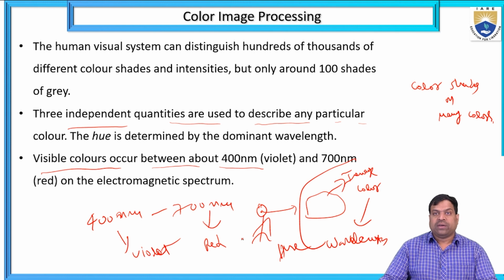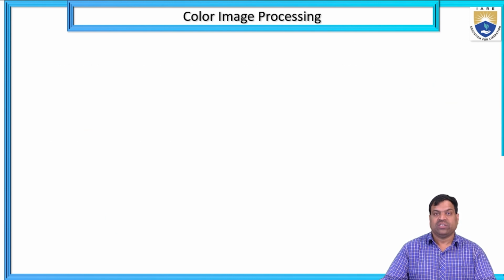So three independent quantities are used to describe any particular color. The hue is determined by the dominant wavelength, and visible colors occur between about 400 nanometer, violet, and 700 nanometer, red, on the electromagnetic spectrum. Okay, that is about the color system or range of colors in the wavelength.